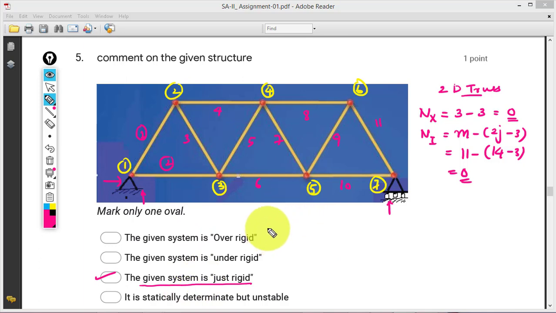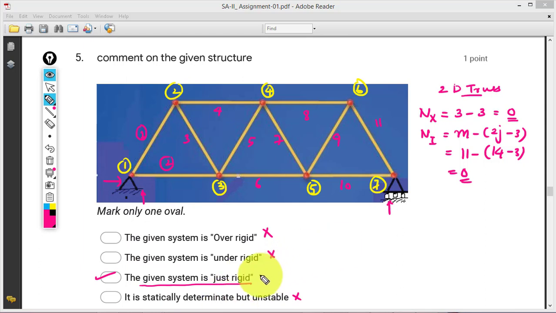So it is not over rigid. Over rigid means m is more than 2j minus 3. Under rigid means m is less than 2j minus 3. And this truss is stable, because externally we have 3 reactions, and internally, looking at the arrangement of members, we get a triangular form, so basically it is a stable form. So unstable cannot be the option. The final answer is that the given system is just rigid.